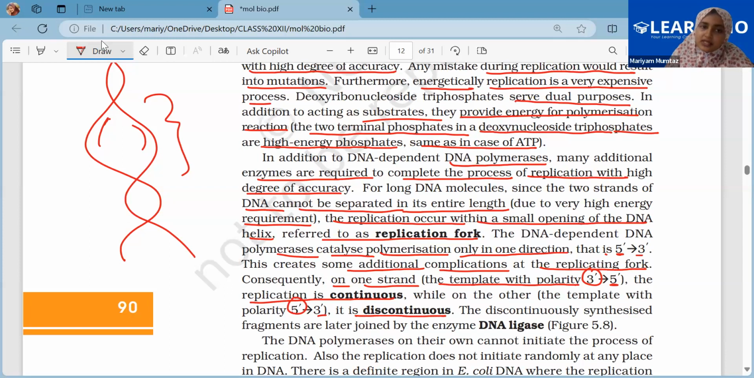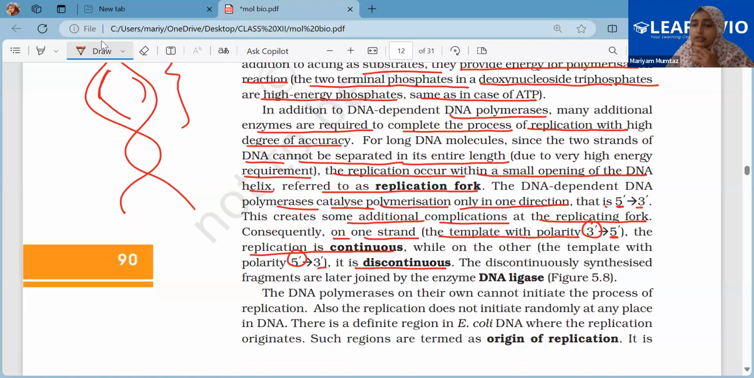Continuous replication means, again, on the parental strand, a continuous piece of DNA is synthesized. Discontinuous means small pieces are synthesized. Now, the discontinuously synthesized fragments are joined. Obviously, for a new DNA to be formed, it has to be formed entirely. So that is done with the help of DNA ligase. Now, we have studied that ligase is that class of enzyme that joins bonds. So again, for this, DNA ligase is important.